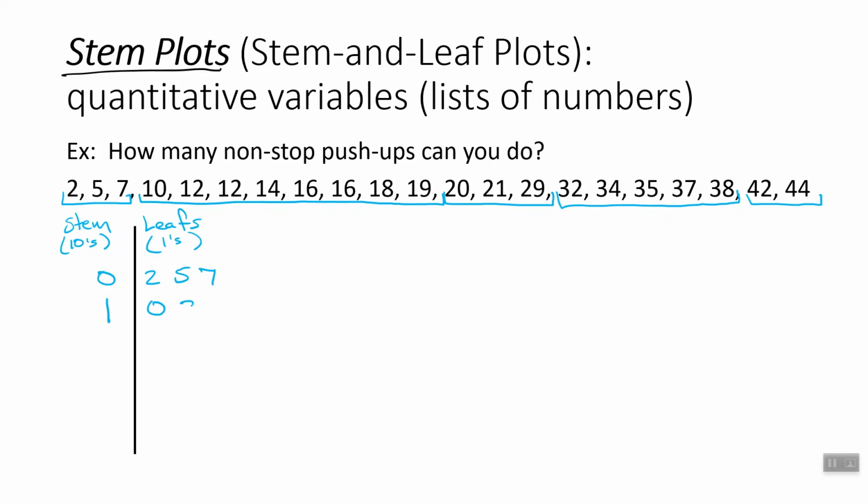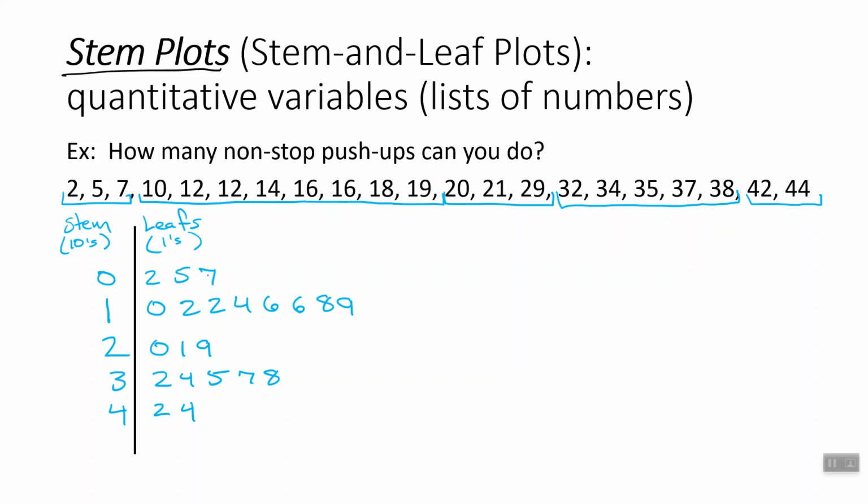We've got 10, 12, another 12, 14, 16, 16, 18, 19. We're just spacing out the numbers. We don't need commas here. If you want to put a comma, you can, but we know that each one of these just stands for one digit. Then we've got the 20s with 20, 21, 29. And then we've got the 30s with 32, 34, 35, 37, and 38. And finally the 40s with 42 and 44.